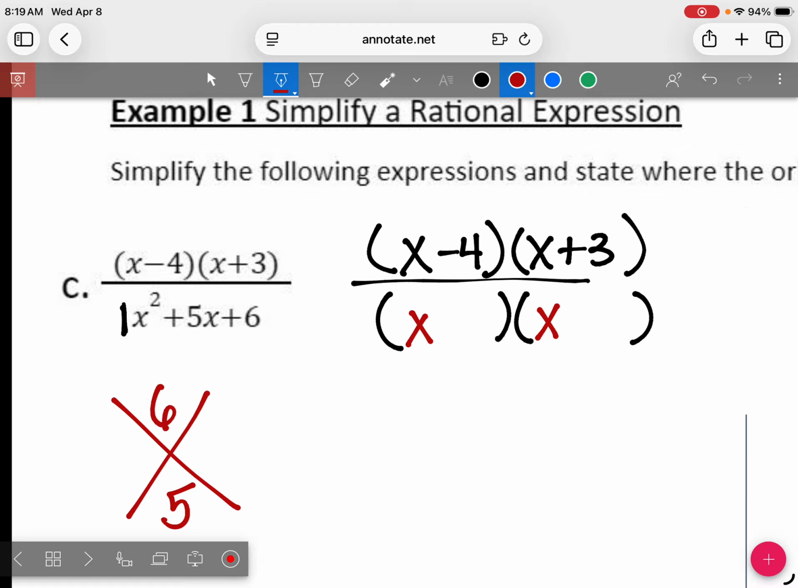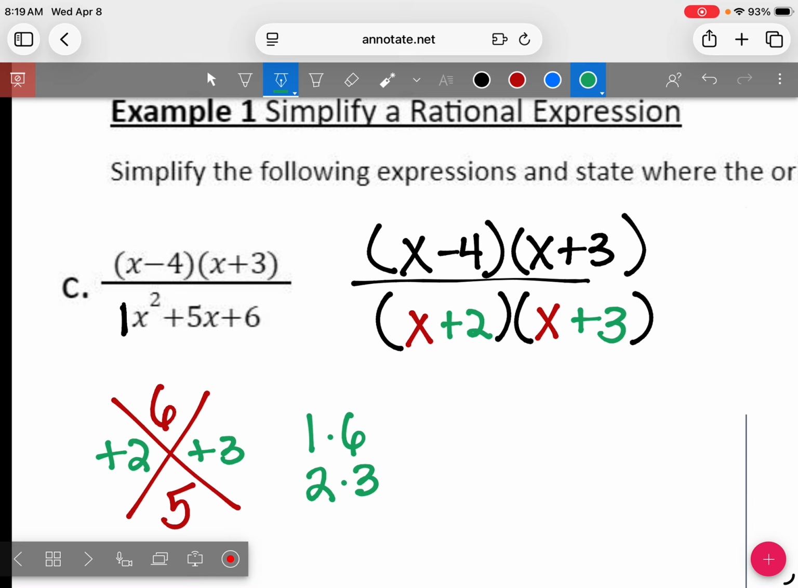The only options we have to multiply to get 6 are 1 times 6 and 2 times 3. But which one of those pairs will add to 5? 2 times 3, and they're both positive. So put a +2 and a +3. Now that it is factored fully, we can find our GCF.